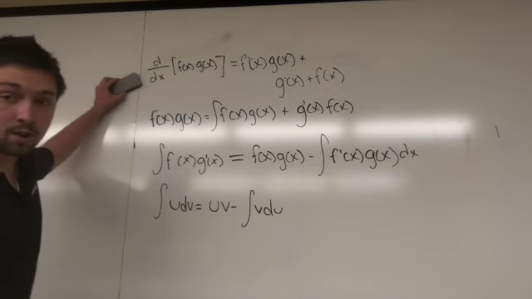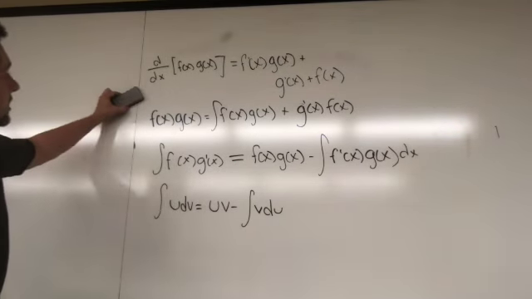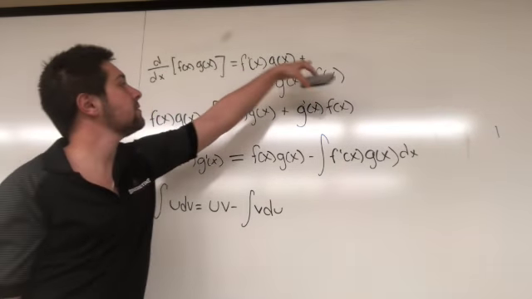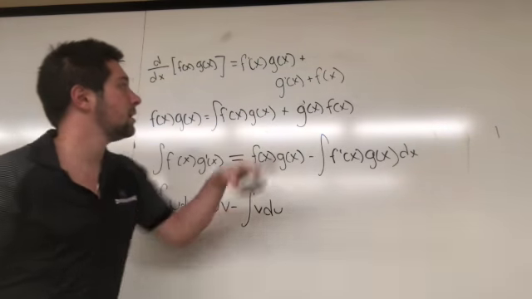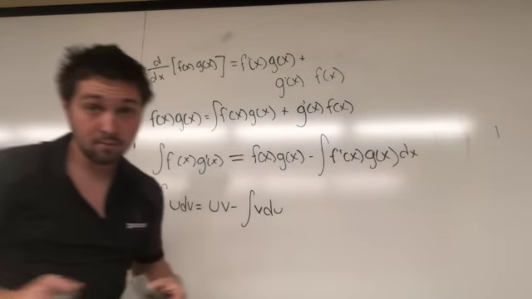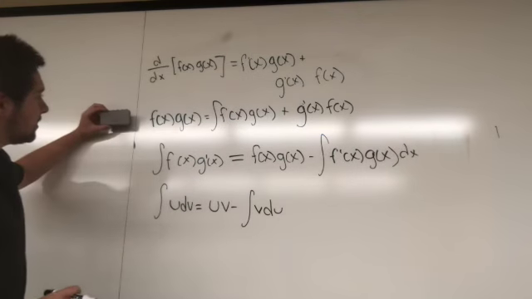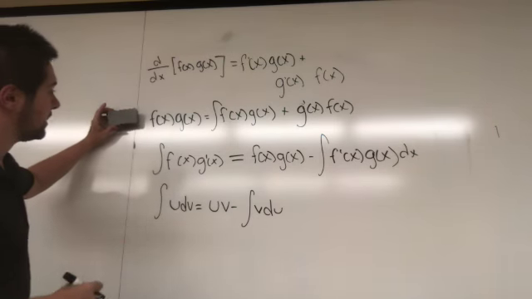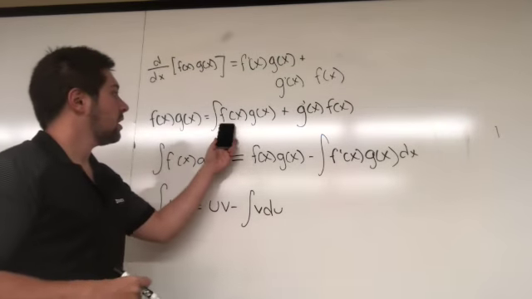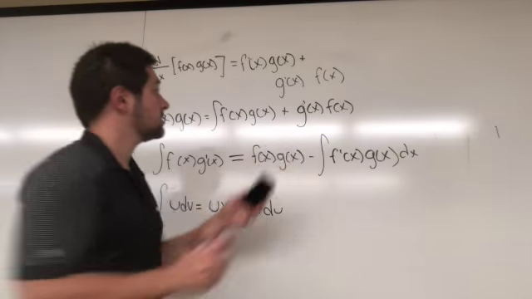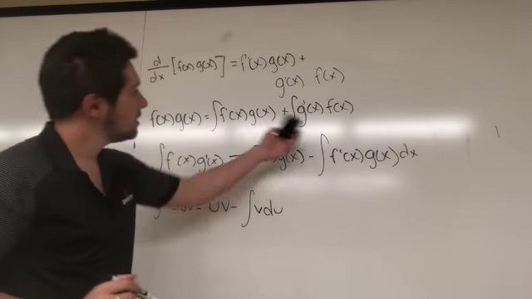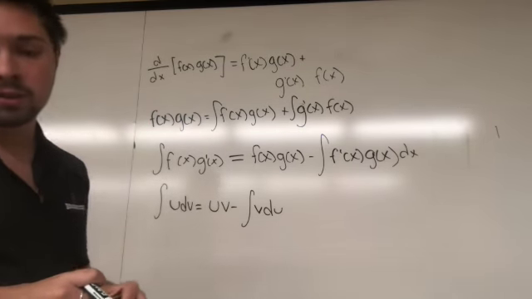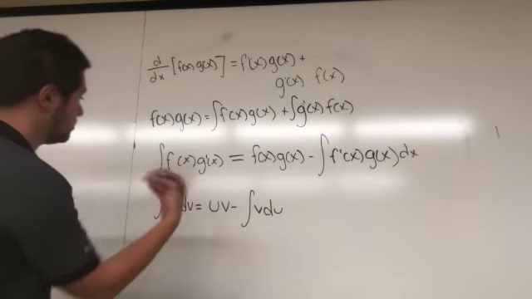So by starting with the product rule formula, as you can see, the derivative of f of x times g of x equals f prime of x times g of x plus g prime of x times f of x. All right. So then what you simply do is you integrate it. So we get f of x g of x equals the integral of f prime of x g of x plus the integral of g prime of x f of x. Then simply to get our integration by parts formula, you just do a little rearranging.